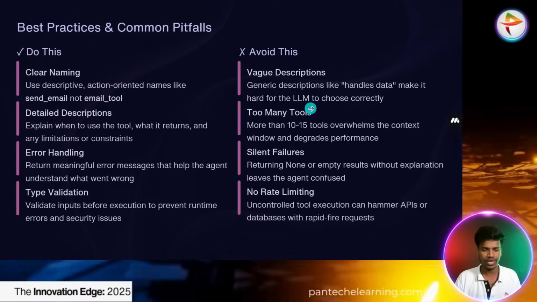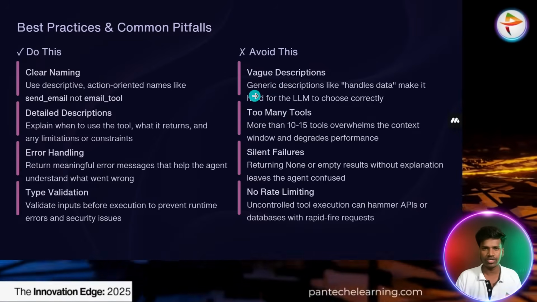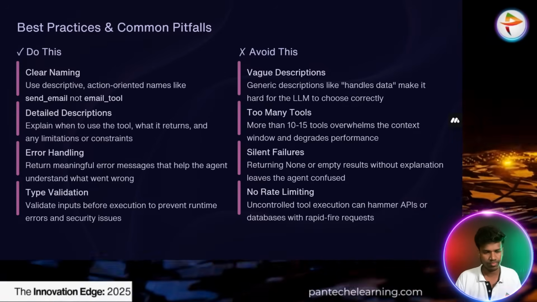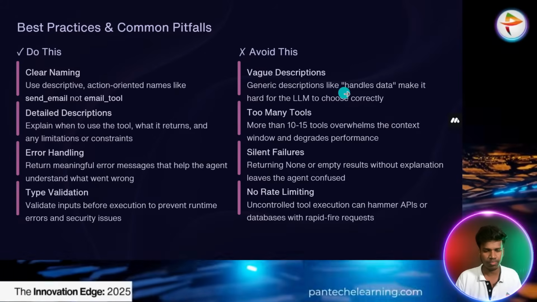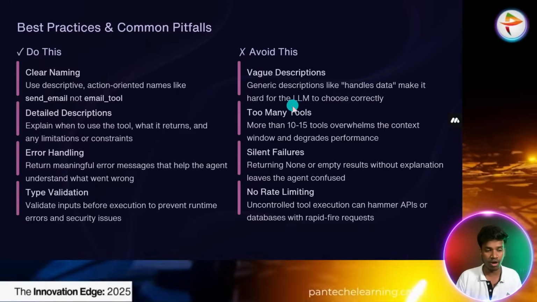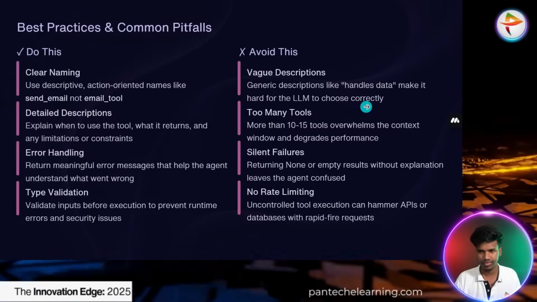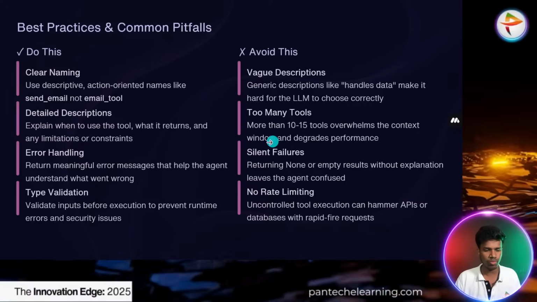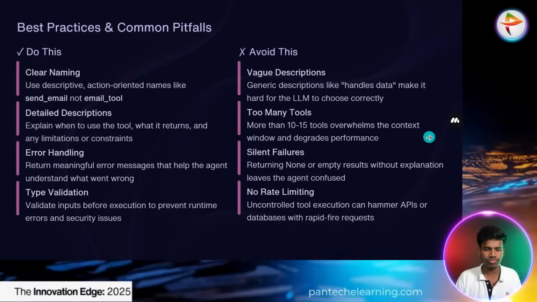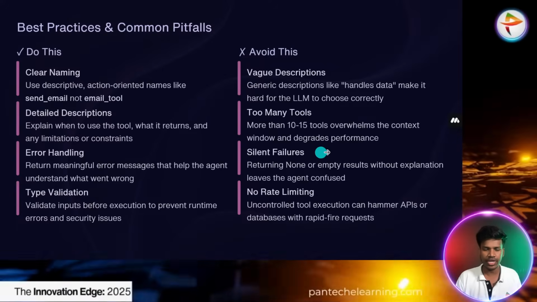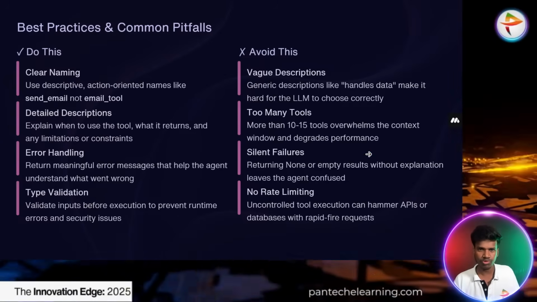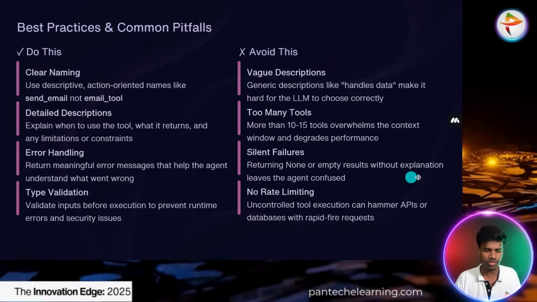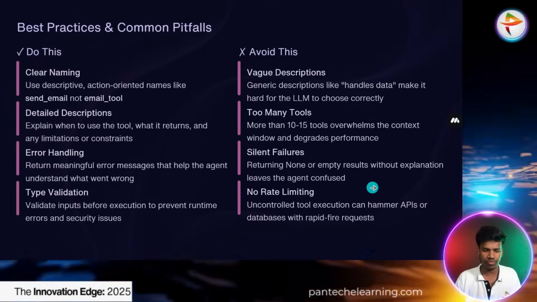What can we avoid? Vague descriptions, that means generic descriptions and generic prompting, we have to avoid. Generic descriptions like handles data make it hard for the LLM to choose correctly. Too many tools: more than 10 to 15 tools overwhelms the context window and degrades performance, so we should initiate only a limited number of tools. And silent failure: returning null or empty results without explanation leaves the agent confused.